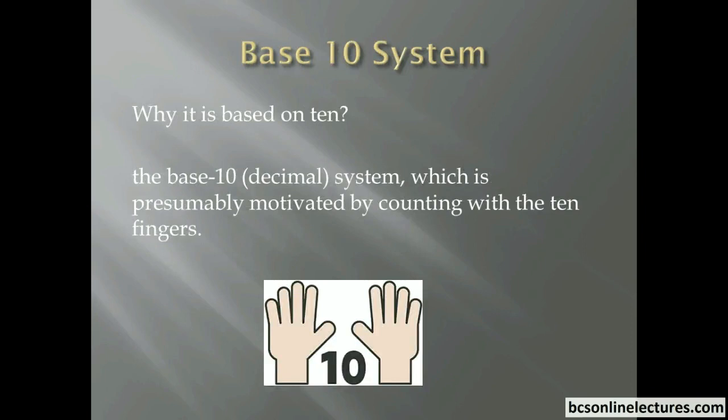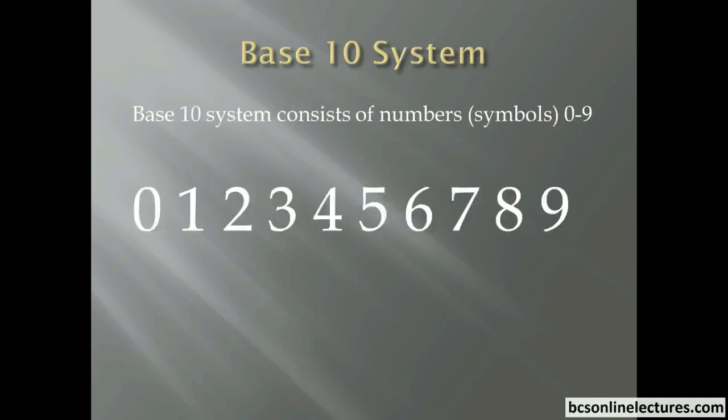This is also called base 10 system. Why? Because these numbers 1 to 10 originated from how we used to count using our fingers. There are 10 fingers on the hands. We used to count things using fingers. So that's why these numbers are limited to 10. Right, now let's discuss base 10 system.